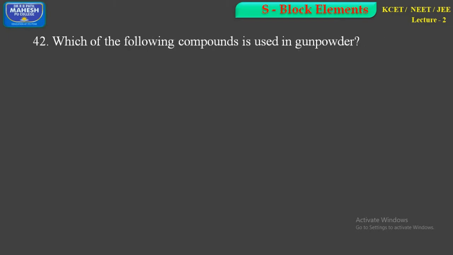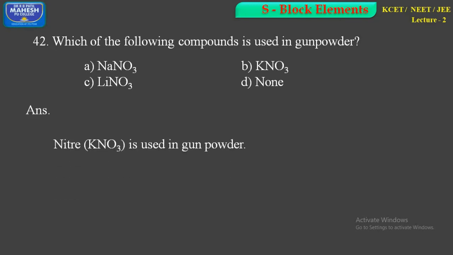Question 42. Which of the following compounds is used in gunpowder? Option A, sodium nitrate, option B, potassium nitrate, option C, lithium nitrate, option D, none of these. Students, niter, that is potassium nitrate, is used in gunpowder. So the right answer is option B, potassium nitrate.